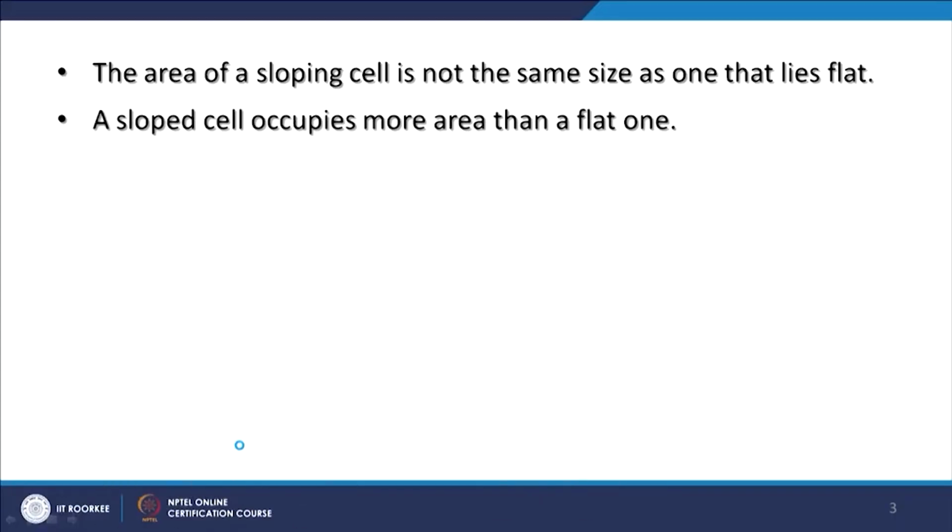So here the basic point that comes up when we go for terrain analysis is this: if an area is flat, and say I have a digital elevation model of 30 meter by 30 meter, that means 30 meter spatial resolution, then for a flat area the area would simply be 900 square meter.